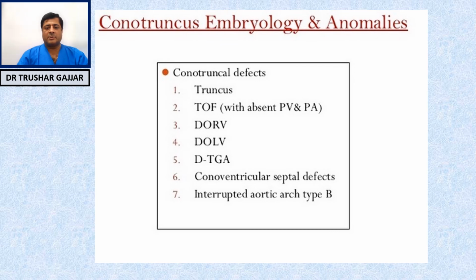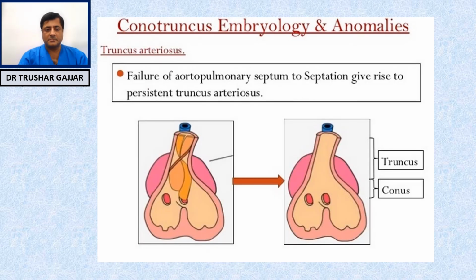So, conotruncal embryological anomalies are truncus arteriosus, tetralogy of Fallot, DORV, DOLV, transposition of great artery, conoventricular septal defects, and interrupted aortic arch. First we'll see the truncus arteriosus, due to failure of aortopulmonary septation, which leads to the common trunk, and it will lead to the formation of the anomaly called truncus arteriosus.